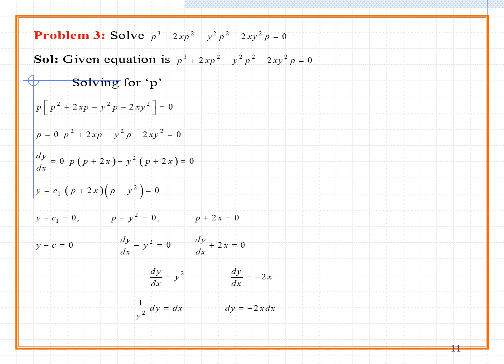P means dy by dx, so dy by dx minus y square equal to 0. So dy by dx equal to y square. Applying variable separable, 1 by y square dy equal to dx. Then p plus 2x equal to 0 means dy by dx plus 2x equal to 0, the second equation. dy by dx can be written as equal to minus 2x. You can apply variable separable: dy equal to minus 2x dx.